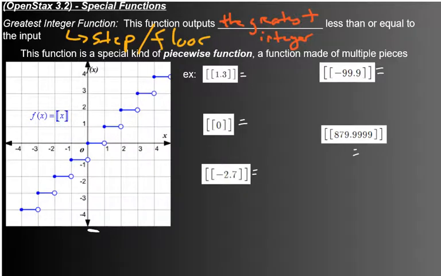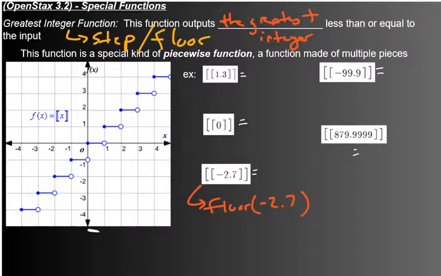Seems kind of weird, but you use a double bracket to denote it. Sometimes we might also say, if I take this example here, what's the floor of -2.7? If you type that into something like Desmos, it will actually tell you what number that is. It's an actual number.